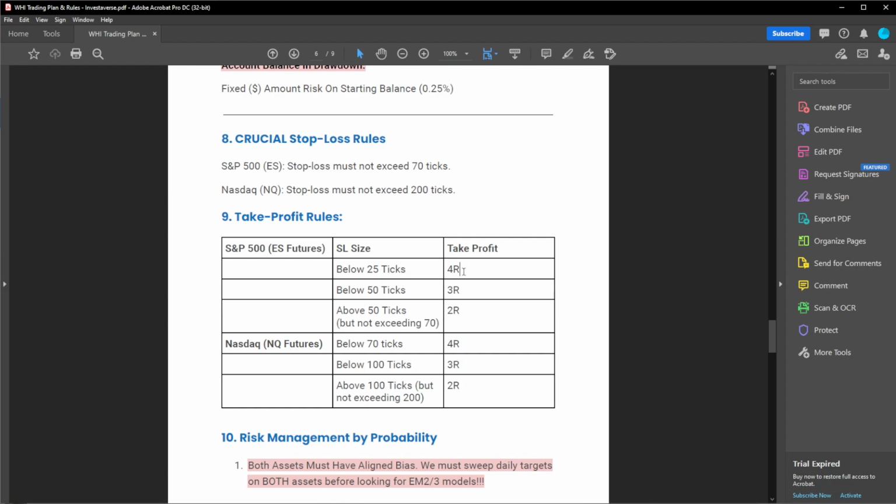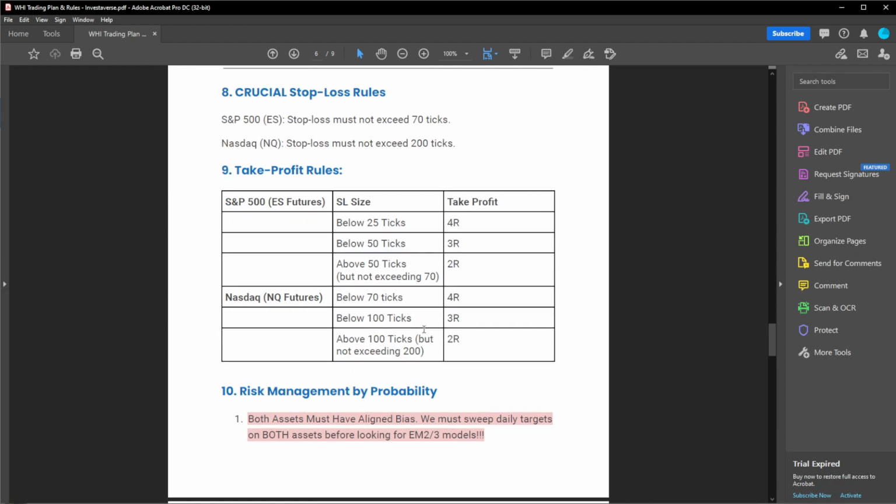And if the stop loss size is above 50 ticks, but not above 70, we would take 2R. Now, you don't have to take the 4R. The 3R is an incredibly safe number, but this is just from my own recent testing. But 3R is traditionally what I'm known for.